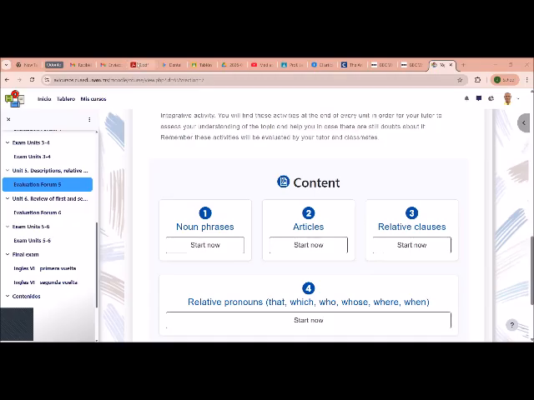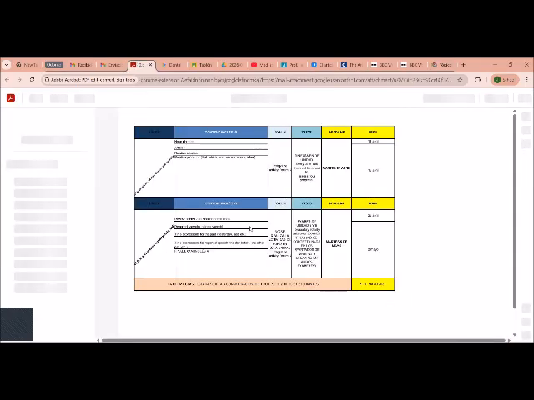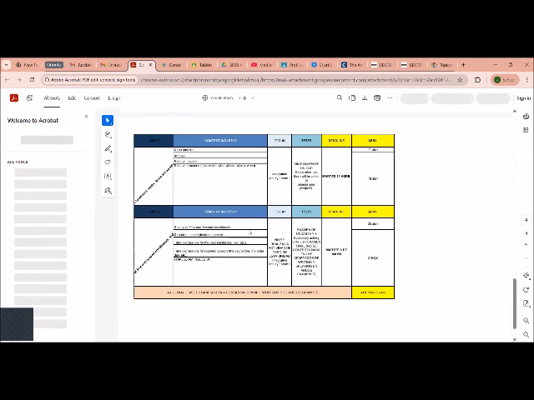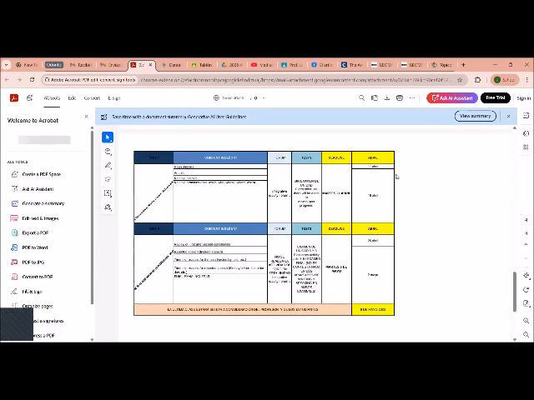Now, just a quick look at our calendar. We are at the very end, guys. All right, so in today's class, I'm going to take a look at articles. I'm also going to add a little bit of noun phrases in there. And then in the next class, we're going to wrap up Unit 5.